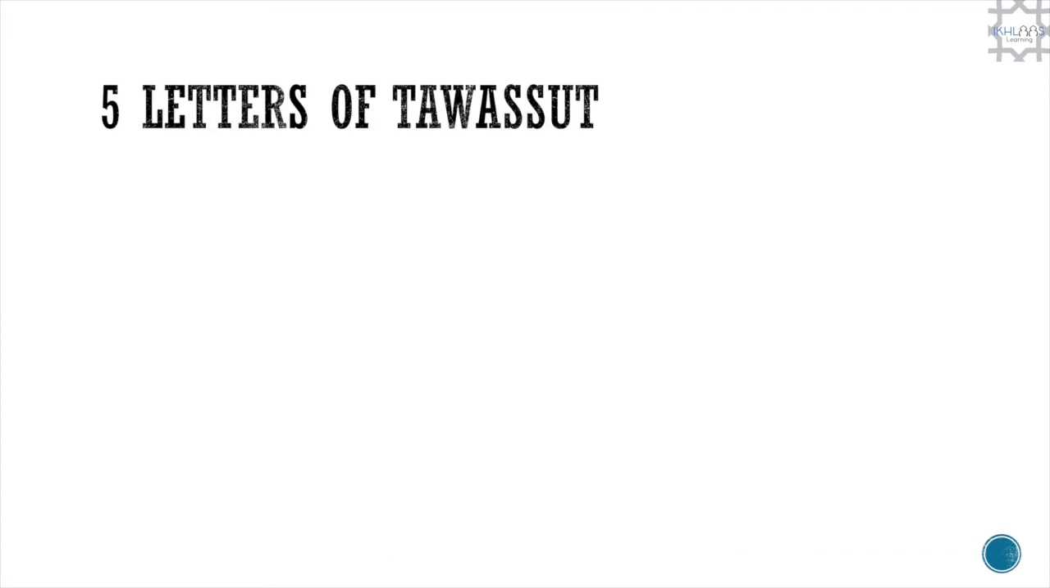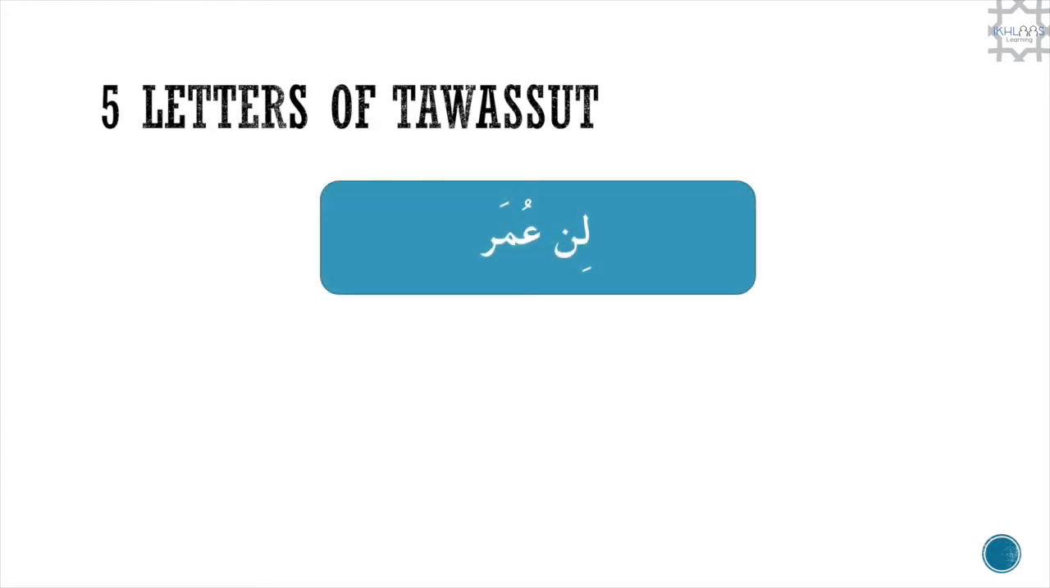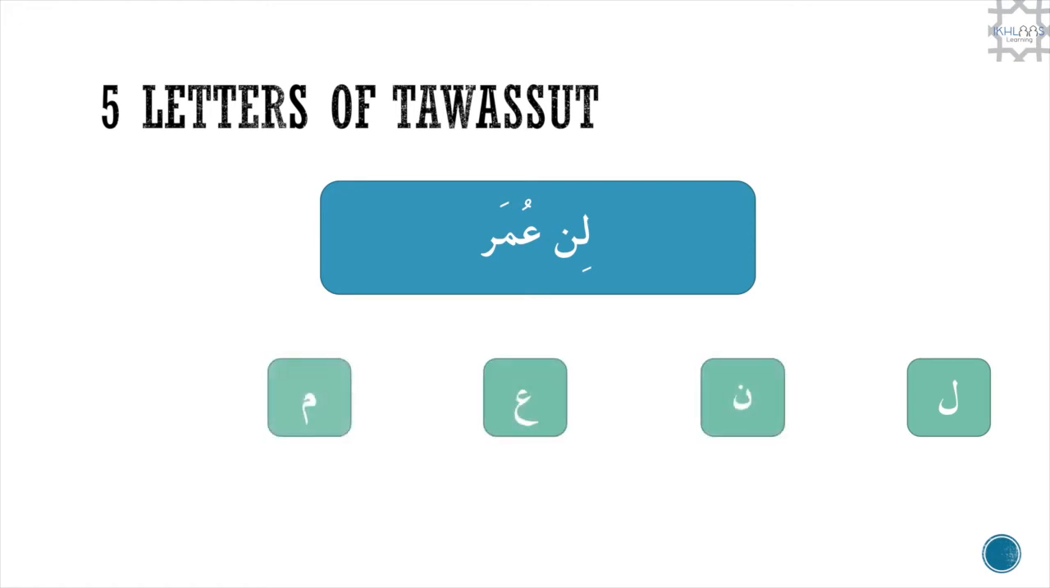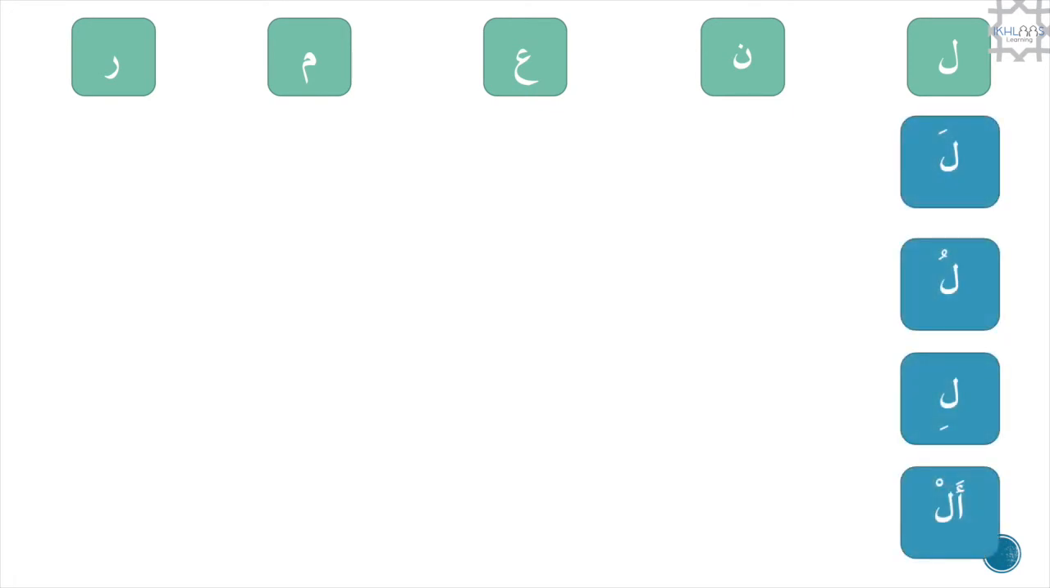There are 5 letters of tawassut, and the easy way to remember is with the term Lin Umar. The letters are Lam, Noon, Ain, Mim, and Ra. Let's look at each letter in more detail. The letter Lam, La, Lu, Li, Al. As you can see, it is made more clear when we put a sukoon on the letter Al.